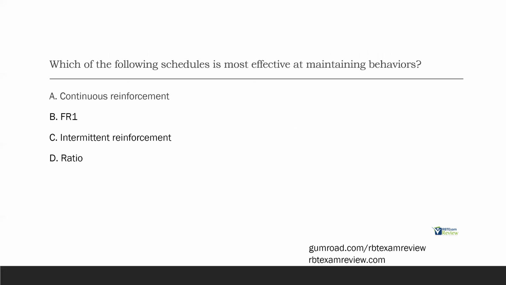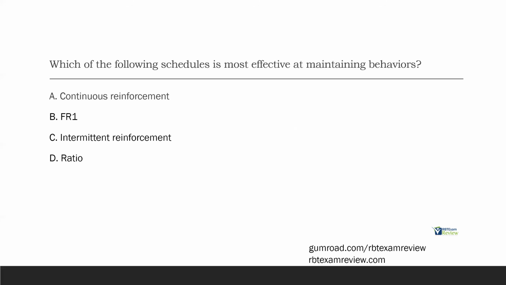Which of the following schedules is most effective at maintaining behaviors? So maintaining behaviors comes after what? After teaching and strengthening, then we maintain and generalize. If we want to maintain a behavior, what schedule would we use? Well, we know we're not going to use continuous reinforcement. FR1 is continuous reinforcement, so A and B are immediately out.